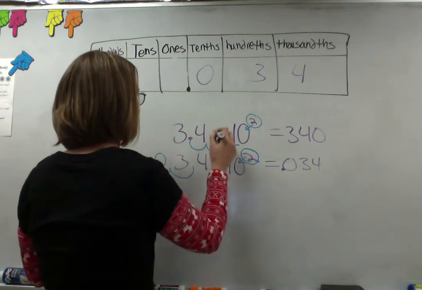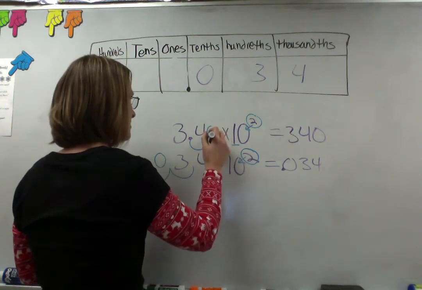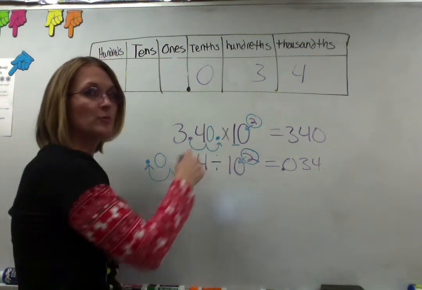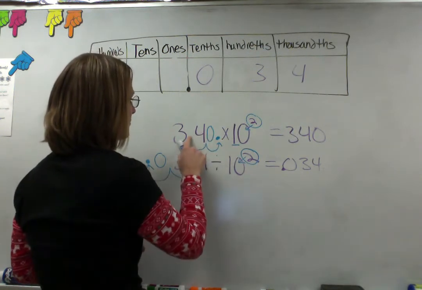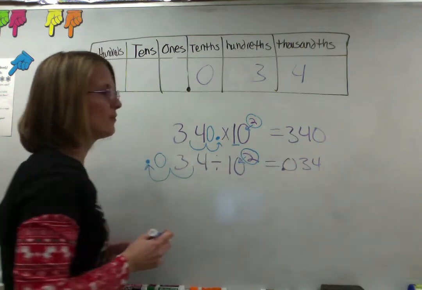Decimal is now going to go here, and in this empty space, that's why I make the loops, so that I know if there's an empty space. In this empty space goes a placeholder, and it becomes 340.